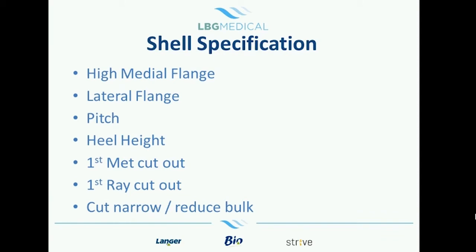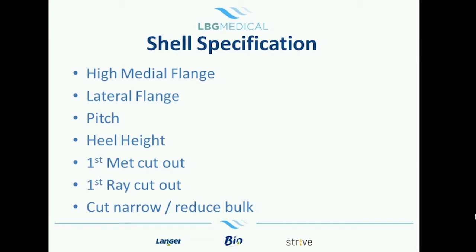So let's look at some other specifications that we can do and what we can alter. So we've got high medial flange, we can have lateral flanges, we can look at altering the pitch, we can alter the heel height, so if we've got limb length differences, and we can do first met cutouts, first ray cutouts, and we can also cut narrow if we want to reduce bulk. First ray cutouts aren't always so popular because it can make the medial side of the foot a little bit unstable. So I think first met cutouts tend to be more popular.